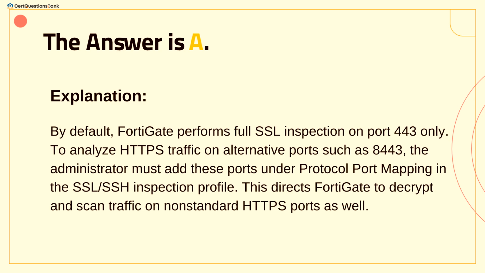By default, FortiGate performs full SSL inspection on port 443 only. To analyze HTTPS traffic on alternative ports such as 8443, the administrator must add these ports under Protocol Port Mapping in the SSL/SSH inspection profile. This directs FortiGate to decrypt and scan traffic on non-standard HTTPS ports as well.